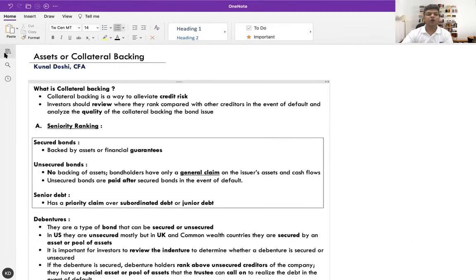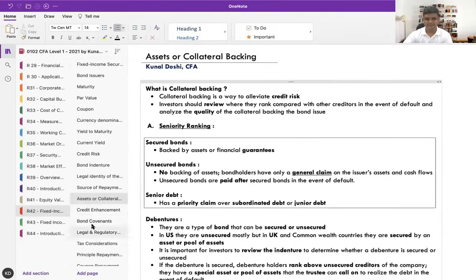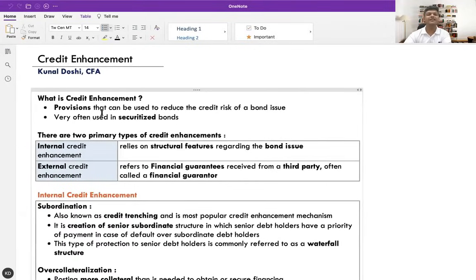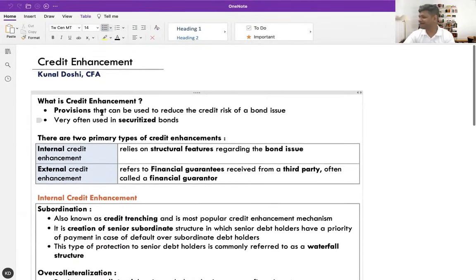Clear, everyone? Collateral backing. Any doubts, anyone? Why would you have doubts? Y'all are not even listening, right?